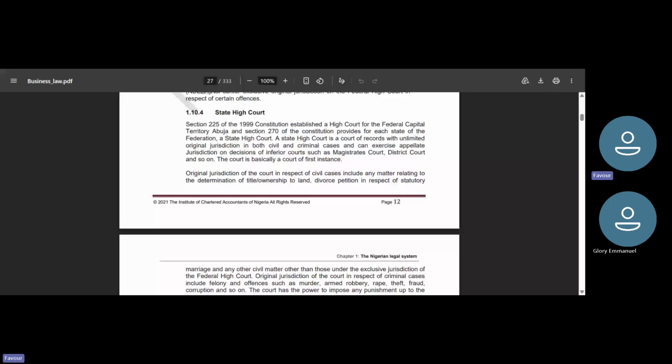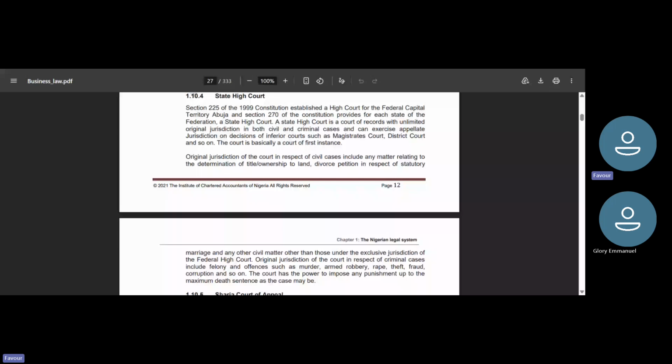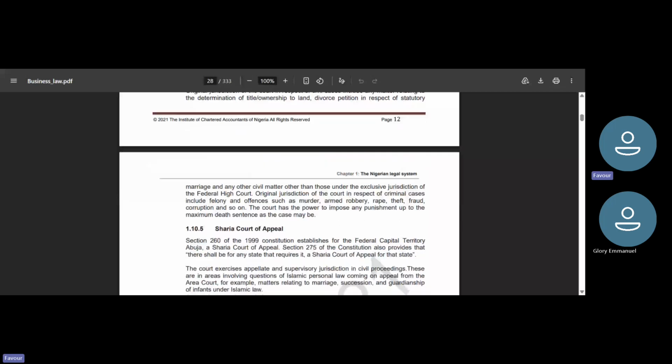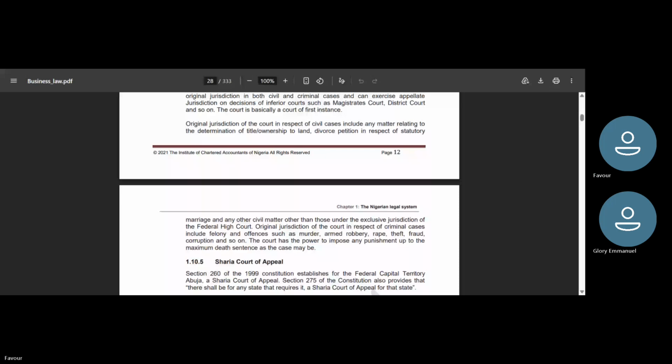So, like I was saying, the State High Court is just below the Federal High Court, and its original jurisdiction is in respect of civil cases, matters including the determination of titles, ownership of lands, divorce petitions, and other civil matters, other than those under the jurisdiction of the Federal High Court. Then remember I said it has jurisdiction on both civil and criminal cases. So those are the civil cases. Then the criminal cases include felonies and offenses such as murder, armed robbery, rape, theft, fraud, corruption, and the likes of that.